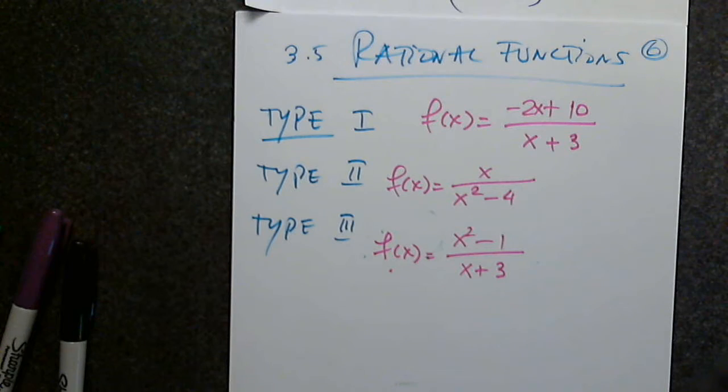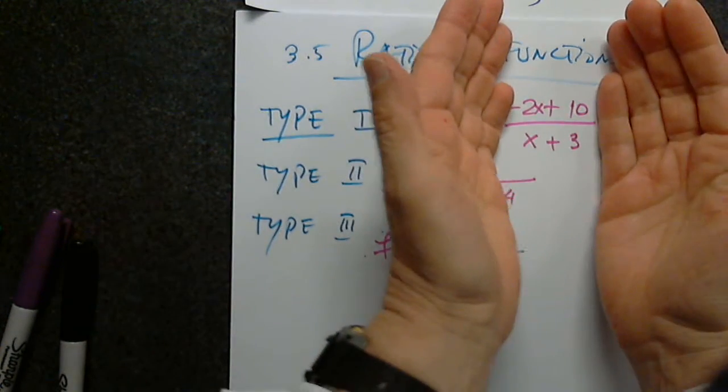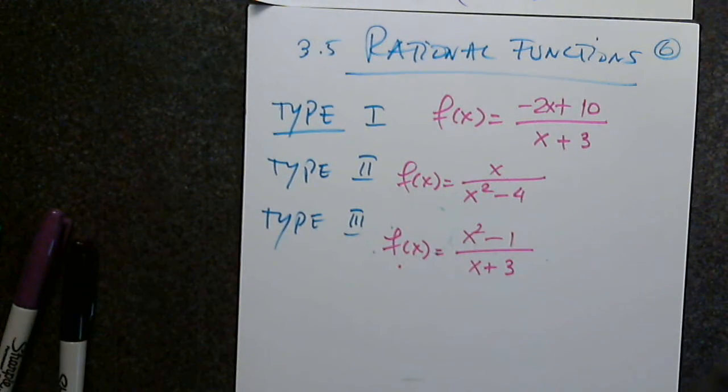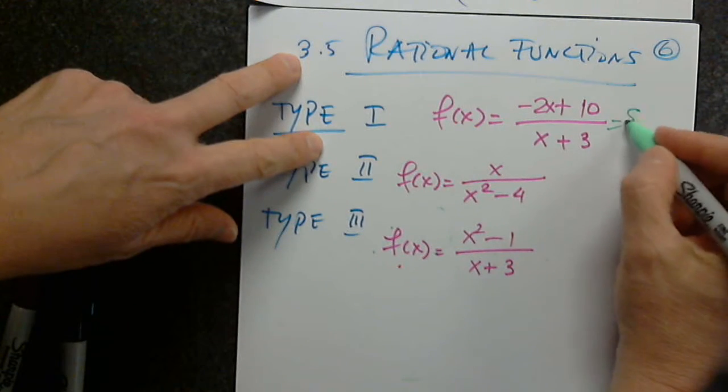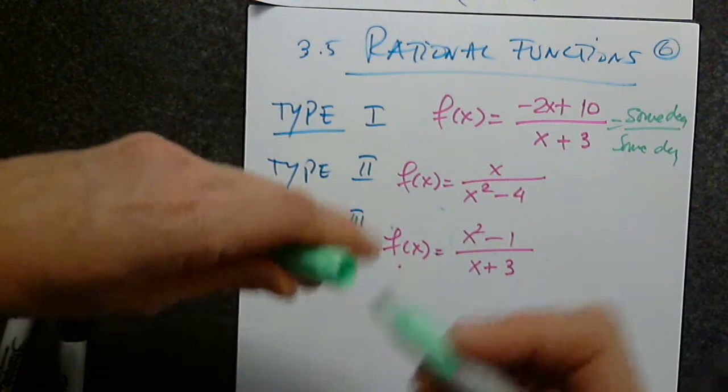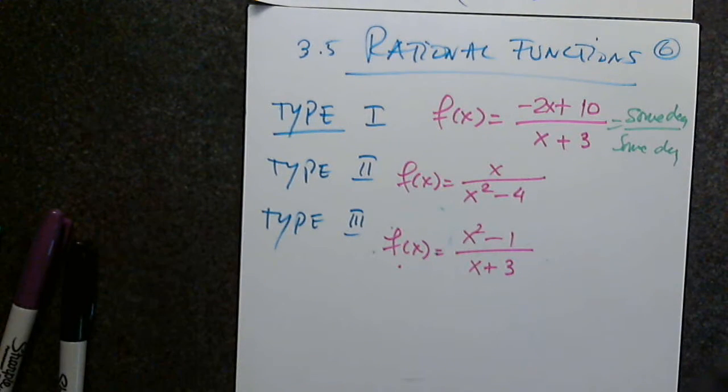Do we notice anything? Just compare this to this and to this and say, oh, I think the first one has... perfect. Yes, that's what it is. So same degree over same degree. That's it. It can be degree 1 over degree 1, degree 2 over degree 2, degree 5 over degree 5. As long as both degrees are the same, that is type 1.